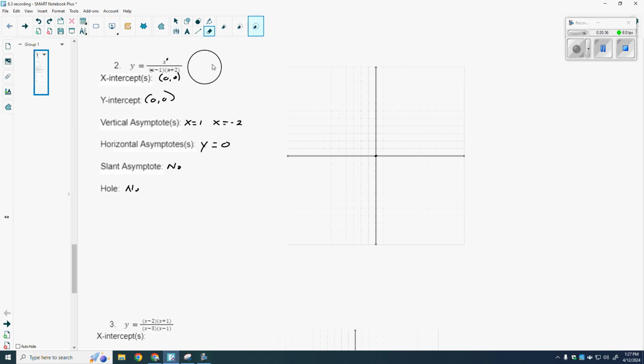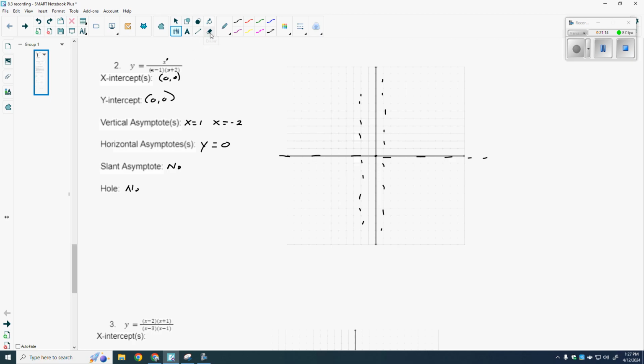Okay, let's sketch a graph for this thing. The x-intercept (0, 0), we did. The y-intercept (0, 0), we did. Negative 2 is one vertical asymptote, so I have a vertical asymptote going down here. Sorry, drawing a straight line down for some reason on this tablet's not easy. And 1. All right, next thing, horizontal asymptote. Horizontals are easy to draw for some reason. It is y equals 0.